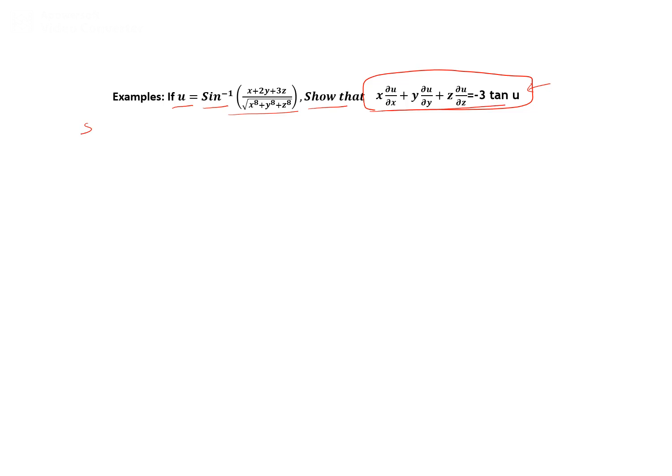How? Here you see whether the u function is homogeneous or not. First of all, you have to check whether the function is homogeneous or not. So u is not homogeneous, because if you replace x with xt, y with yt and z with zt, you cannot take t as a common factor outside the sine inverse. So we cannot say this function is homogeneous.